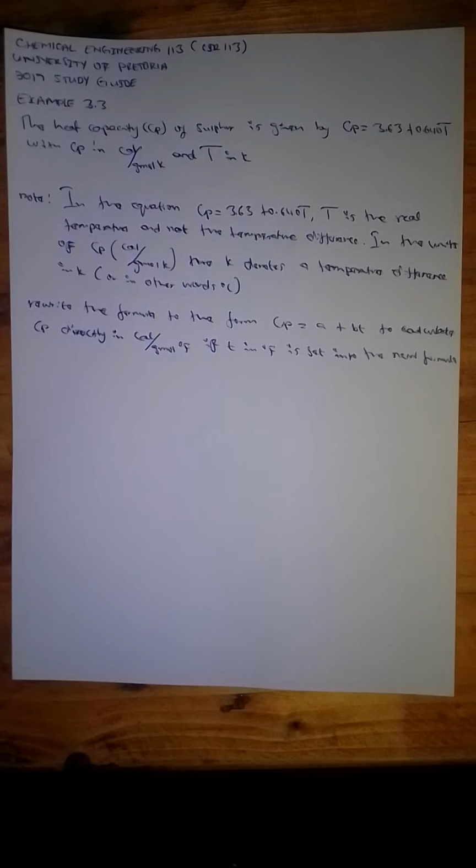Now the question says, rewrite the formula to the form Cp equals A plus Bt to calculate Cp directly in calorie per gram mole degrees Fahrenheit if T in degrees Fahrenheit is set into the new formula. Now, for us to actually tackle this, I just want to explain a few things about this problem statement.